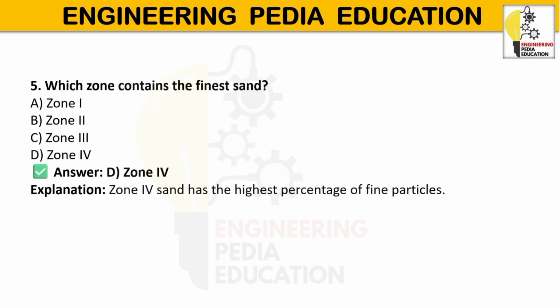Which zone of sand is generally preferred? The correct answer is zone 2, because of good workability, strength and economical cement consumption. Mostly preferred is zone 2. Finest is zone 4. Coarsest is zone 1.